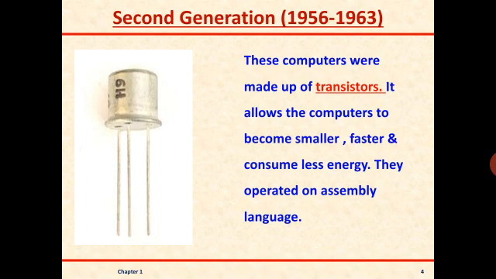Now, the second generation of computers. The second generation of computers starts from 1956 to 1963. The computers which were developed during this period, we call them the second generation. They were made up of one electronic device, that electronic device we call a transistor.